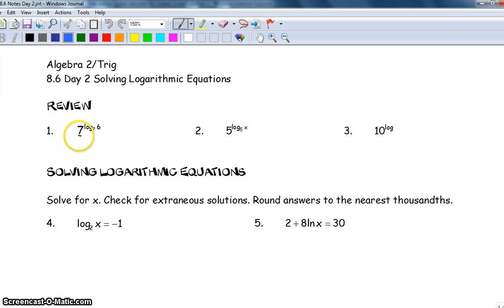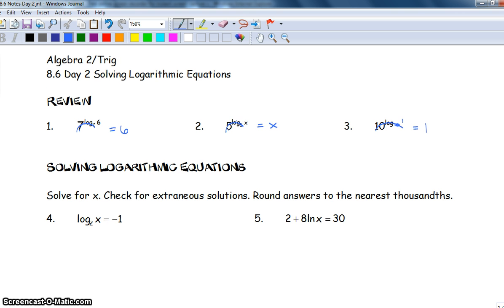If I've got 7 raised to the log base 7 of 6, that 7 and log base 7 cancel, and this just becomes 6. For number 2, 5 raised to the log base 5 likewise cancels, and we get x. Number 3, we've got 10 raised to the log power. Since that log does not have a base written, we assume that's the common log, which has a base of 10. So that cancels, and there's no number there, it's just 1.